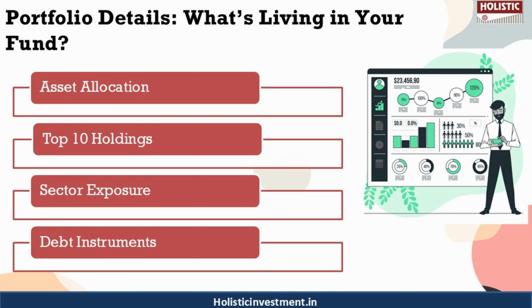Number 2, top 10 holdings. Those big names you have heard of. What percentage are they of your fund? If tech stocks dominate, are you comfortable riding that wave? Next is sector exposure. Does your fund bet too heavily on one sector? If auto or banking hiccups next, will you stumble too?